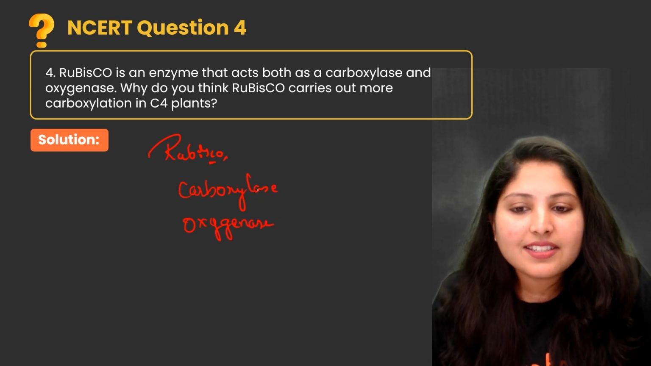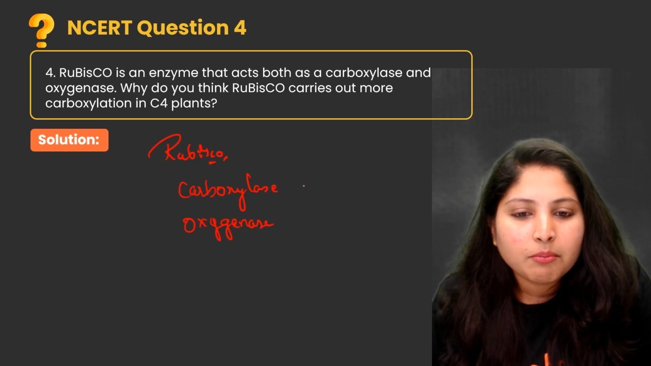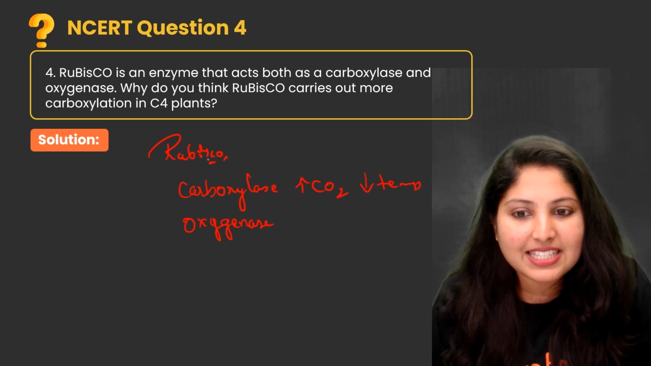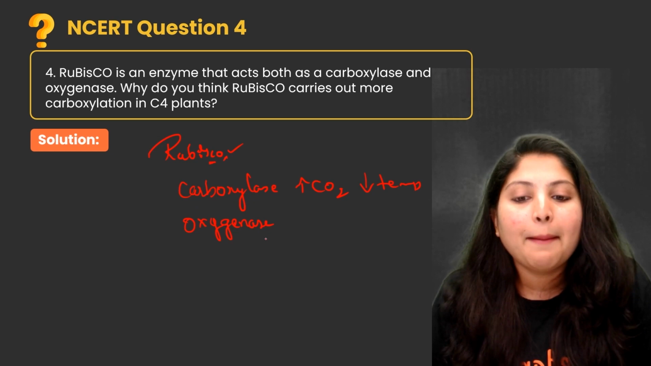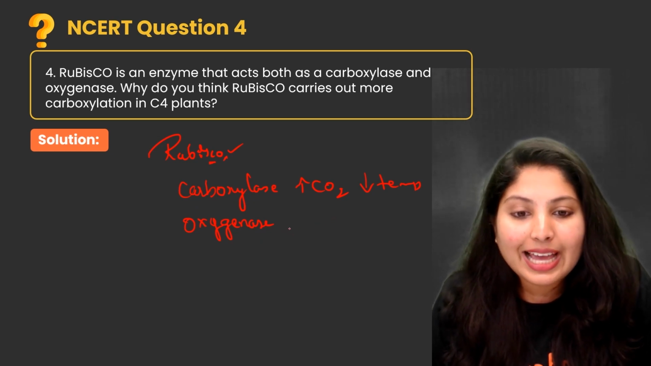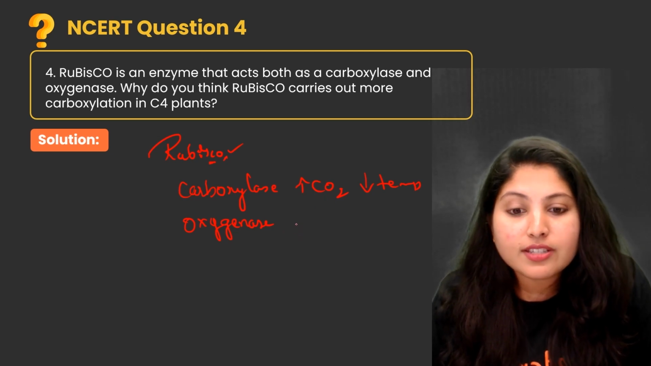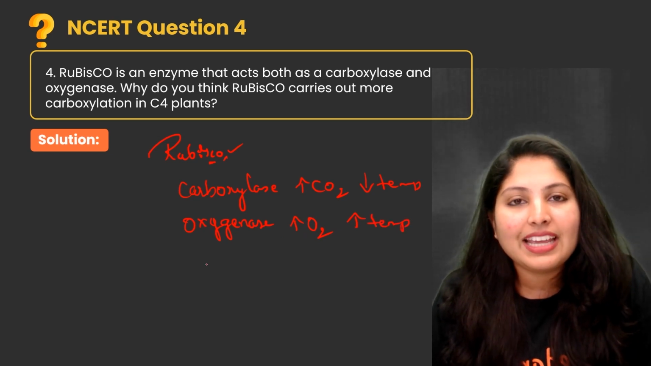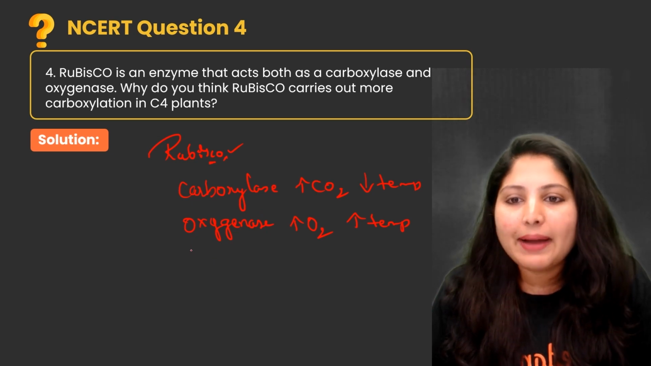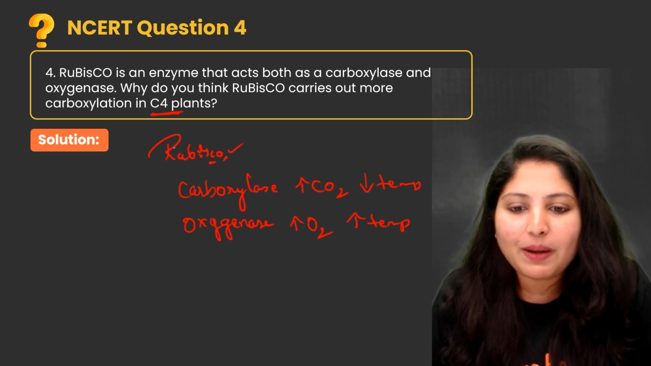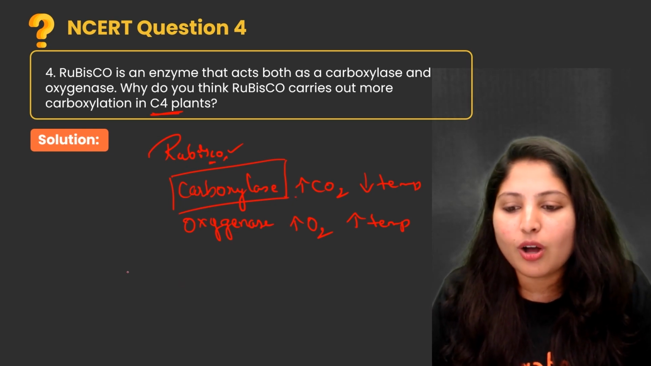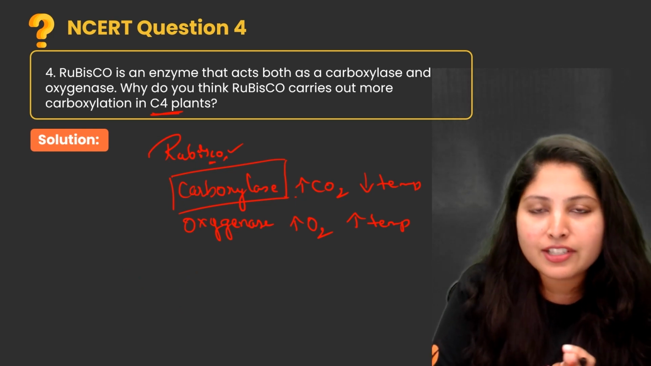In the presence of a higher concentration of carbon dioxide and lower temperature, this enzyme acts as a carboxylase. But in the absence of carbon dioxide, or with a higher concentration of oxygen and high temperature, this enzyme acts as an oxygenase. But in C4 plants, Rubisco carries out carboxylation alone. Why? Because we need to understand the anatomy of the C4 plant.